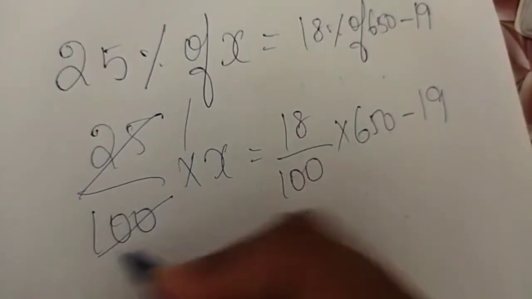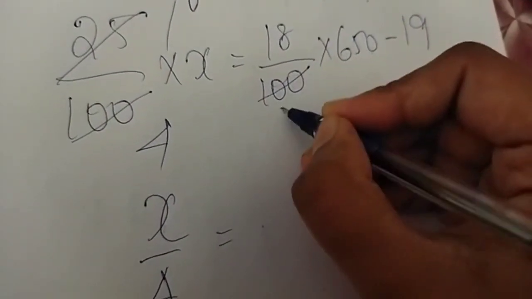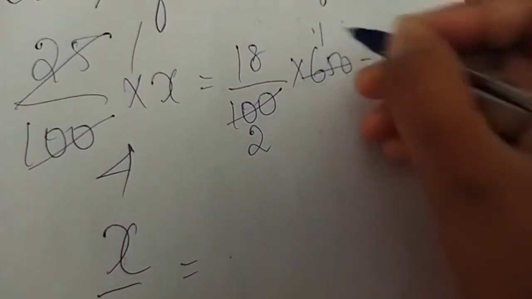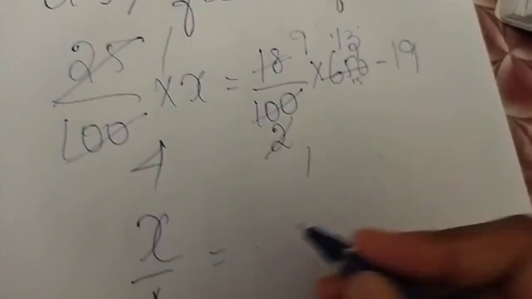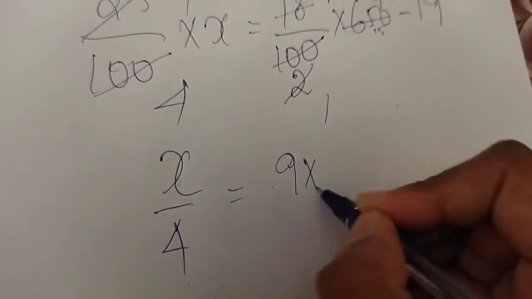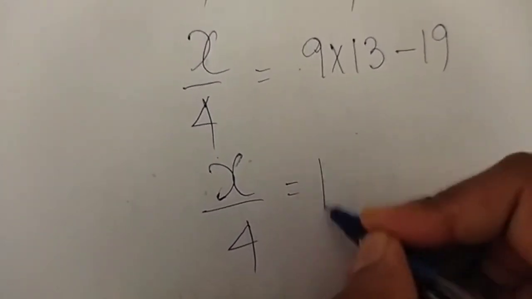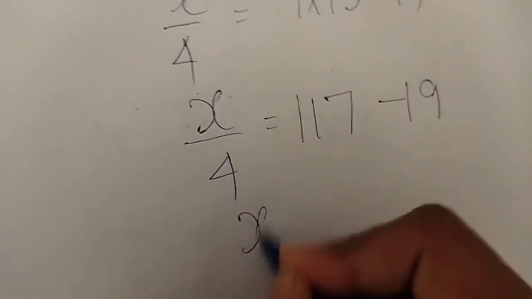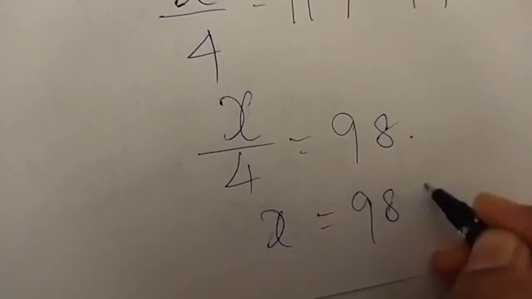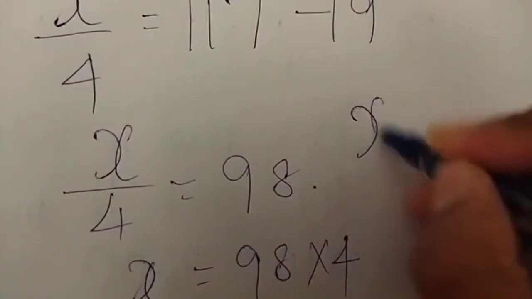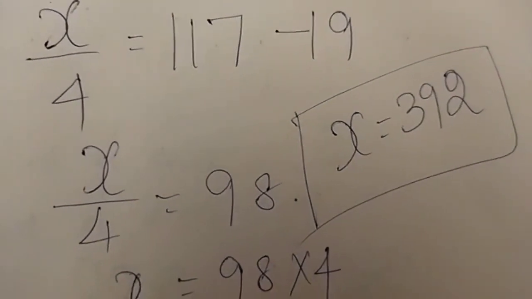So 1 times 4 times x by 4 is equal to, if I use 50 table, this is 9 into 13 minus 19. x by 4 is equal to 117 minus 19. x by 4 is equal to 98. x is equal to 98 into 4, therefore x is equal to 392, which is the required answer. Let's go to the next sum.